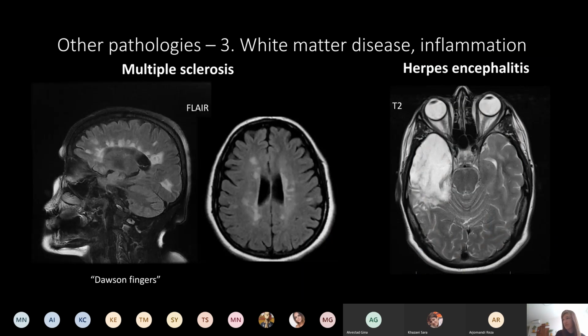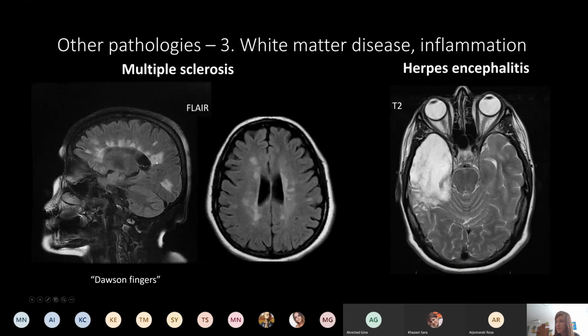Okay, and I'm going to just show you some other pathologies. These are not that important, but it's important that you actually saw them, or you have an idea how they look. So multiple sclerosis. There are white matter demyelination plaques in the brain.